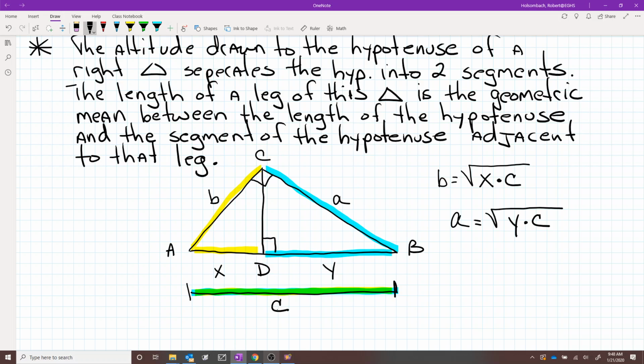Alright, so 3 different situations today. The altitude drawn to the hypotenuse is equal to the square root of the two segments multiplied. One of the legs of the triangle, this side B right here, is equal to the square root of x times c. This leg of the first right triangle is equal to the square root of this segment y times the length of the hypotenuse. Okay, does that make sense to everybody?